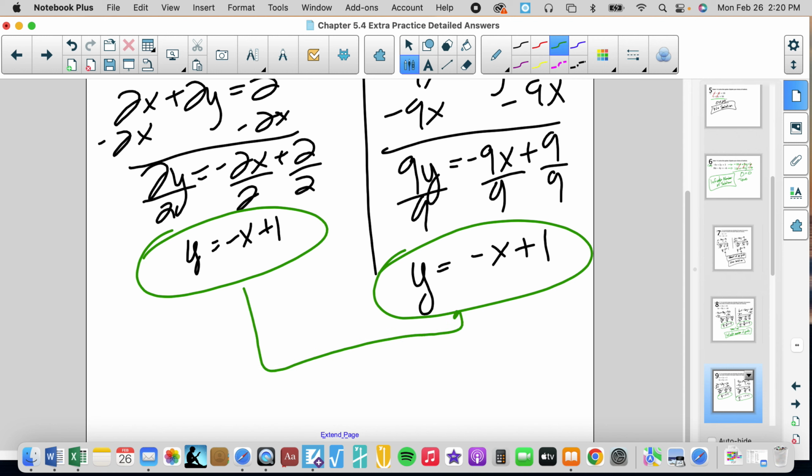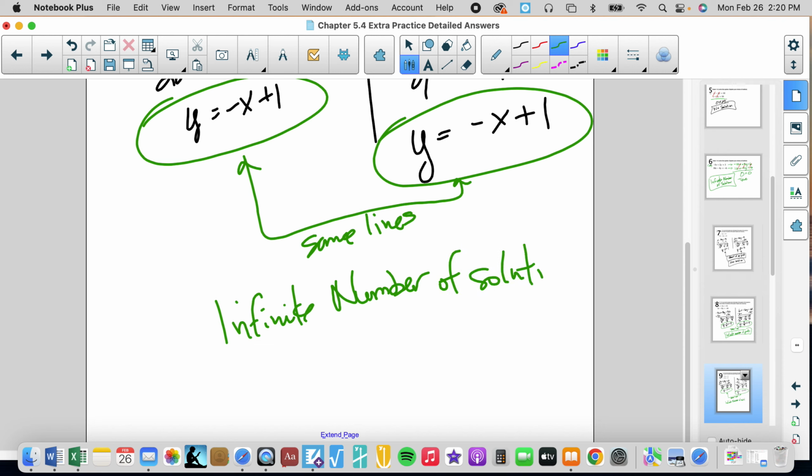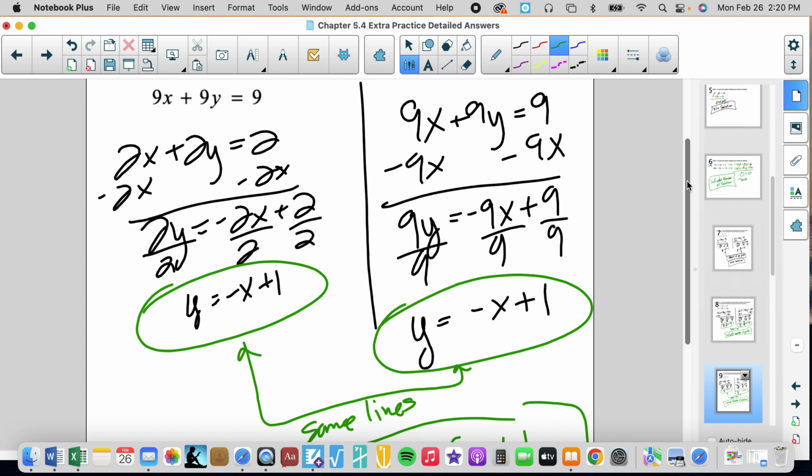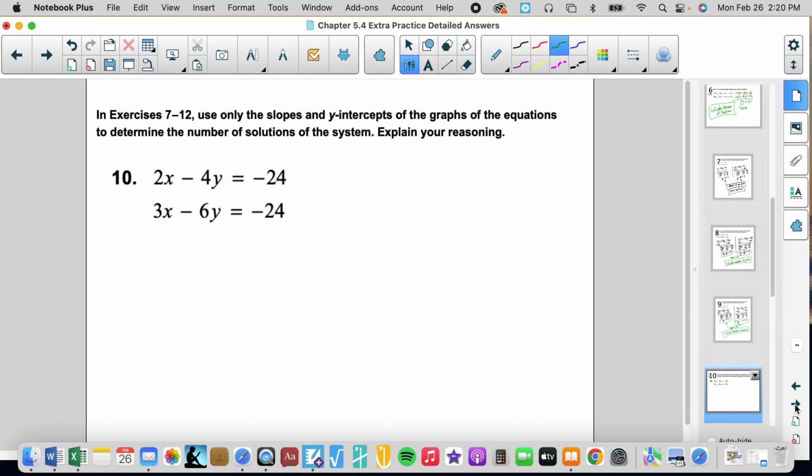These are the same lines. So there are an infinite number of solutions because they're on top of each other. So how many solutions? There are an infinite number of solutions because it's the same line.